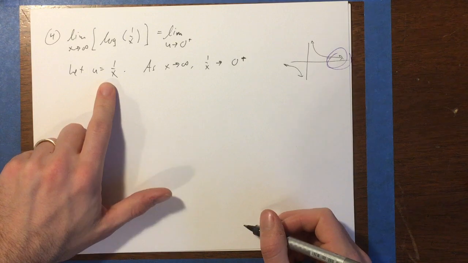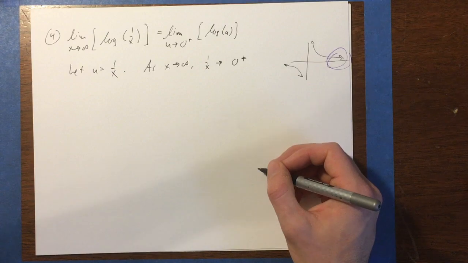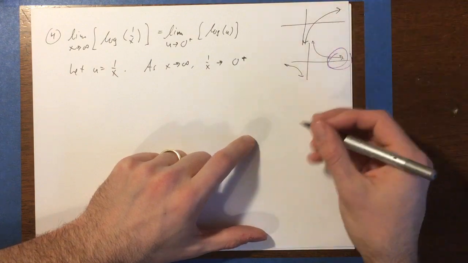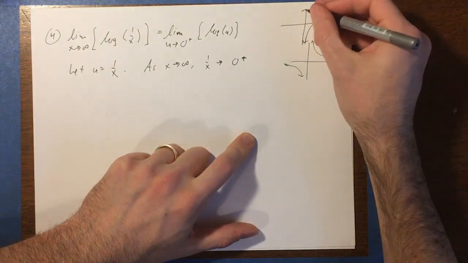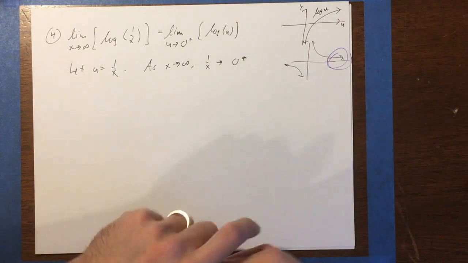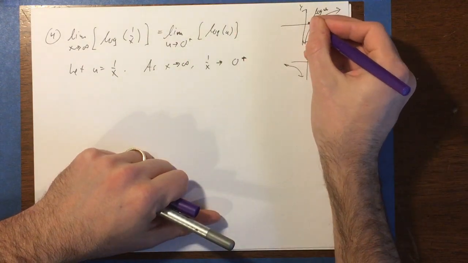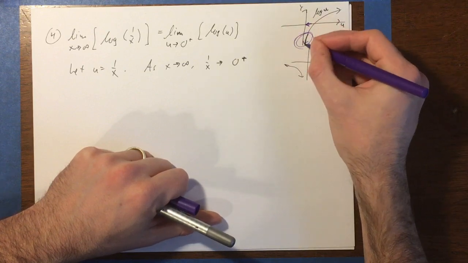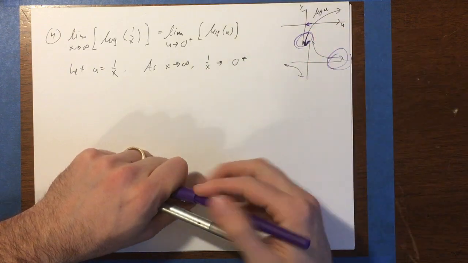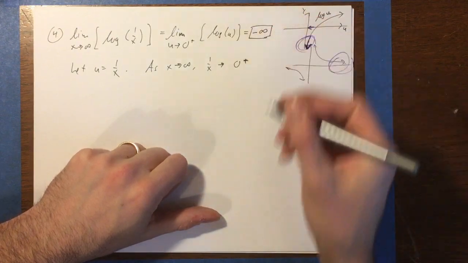Our corresponding value of log of u. And now the question is, what is going on with log of u? Well, remember that log of u is a function that looks like this. If this is our u-axis and this is our y-axis, log of u is a graph that looks like that. And so as u is approaching 0 from the right, our log of u value is heading down towards negative infinity. So the answer to this limit problem is that it's approaching negative infinity.